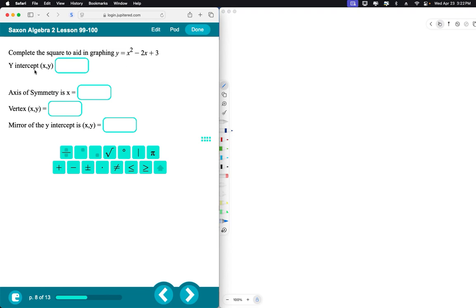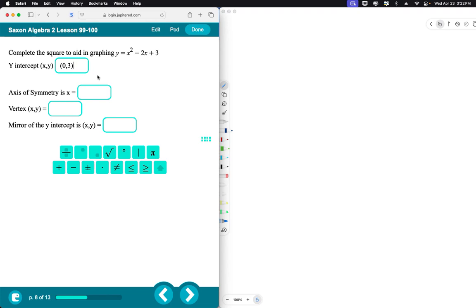So the y-intercept, we don't have to do any math whatsoever. We can look at the original equation and we see this plus 3 right here. That is the y-intercept point. So our very first point is going to be 0, 3. That's our first point. Okay, that's all we can do before we do any math.